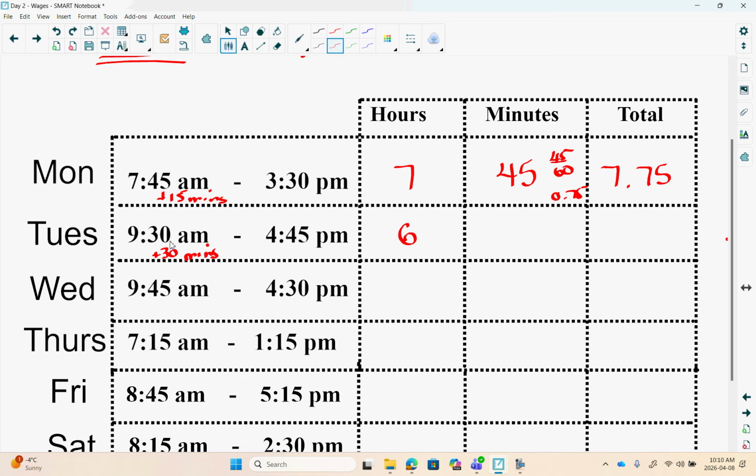But I added 30 minutes. And here I'd add 45. What's 30 and 45 minutes? That's 75 minutes. What's 75 divided by 60? That's 1.25. So how many hours would this be in total? 6 hours and 1.25 hours.